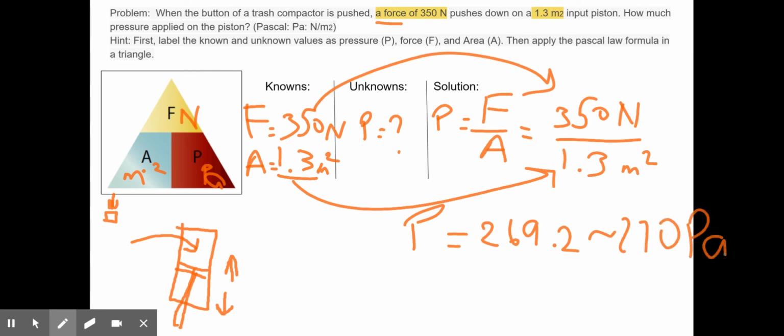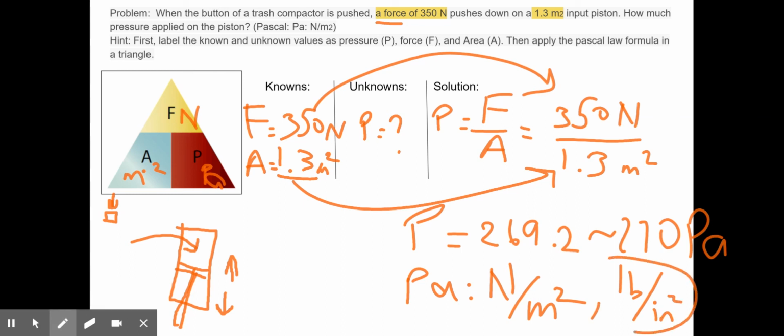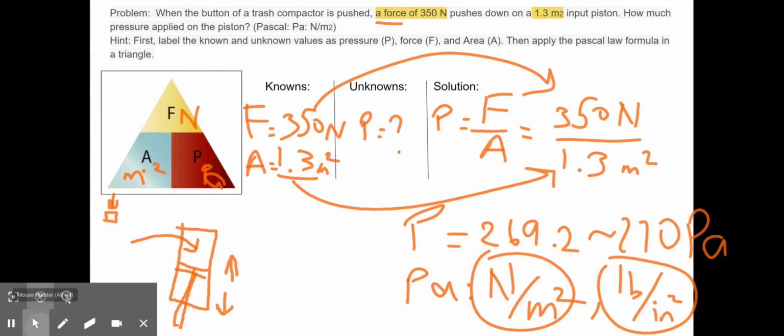So remember, Pascal means Newton per meter square. Whenever you use Newton per meter square, that is the SI standard unit, the metric unit. Pound per inch square is for the American unit. So here we used the metric unit.